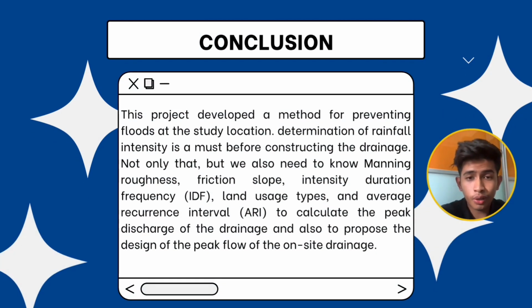So next for our conclusion, this project developed a method for preventing floods at the study location. Determination of the rainfall intensity is a must before constructing the drainage. Not only that, we also need to know the roughness, friction slope, intensity, duration, frequency, IDF, and land use type and average recurrence interval ARI to calculate the peak discharge of the drainage and also to propose the design of the peak flow on the side drainage. In other words, this project is required to design a new drainage to avoid the flood keep happening.